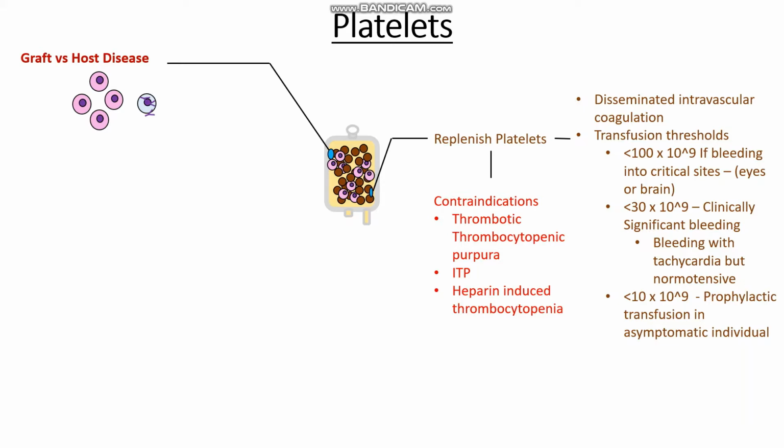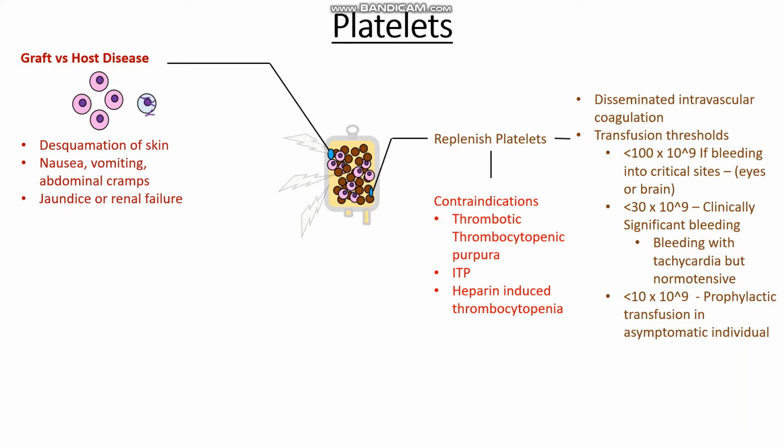And therefore, this is an absolutely terrifying condition, as you can go on to get things like desquamation of the skin being one of the early features, where the skin literally pulls off. If it affects your abdominal system, you might get nausea, vomiting, or abdominal cramps. And if it affects your kidney or your liver, you might get jaundice or renal failure. And the mortality in graft versus host disease is really, really high. So in order to reduce this, the platelets are irradiated with radiation. And this kills off some of the white blood cells, leaving just the platelets behind.